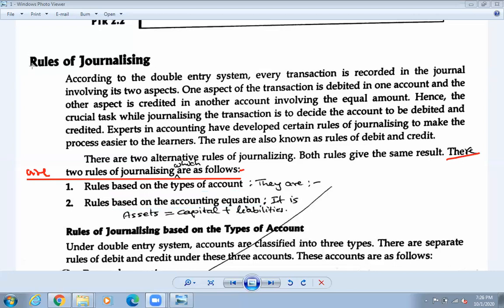So after writing rules of journalizing, there are two rules of journalizing which are as follows. Number one, let us write down rules based on the types of accounts. Is it okay? Did you write down this above one or not? Let me pause the video and copy down quickly.